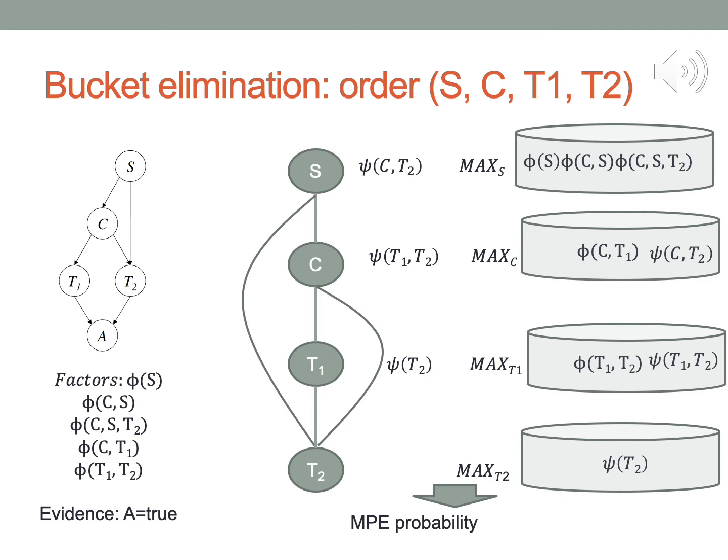Now the correctness of this algorithm can be established by substituting the sum out operation by the max out operation in the original proof that established the correctness of bucket elimination for computing probability of evidence. So the proof is fairly simple.